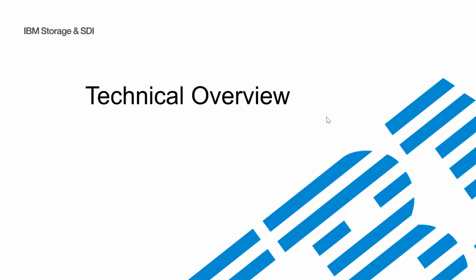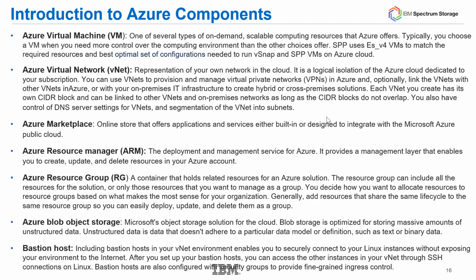Let's go ahead and dig into some technical details on how to deploy the Spectrum Protect Plus vSnap and, alternately, the Spectrum Protect Plus server into Azure. Slide 16 is just an overview of some of the Azure components. The pieces that are going to be of interest to us are the Azure Virtual Machine. And Spectrum Protect Plus uses an ESv4 virtual machine to deploy its vSnaps on.